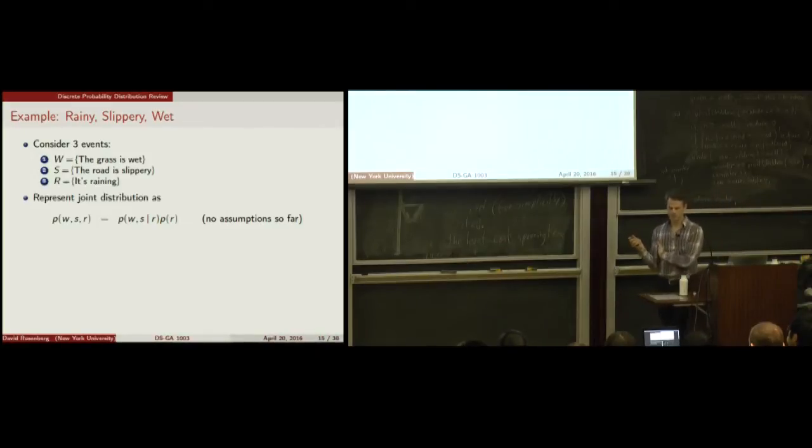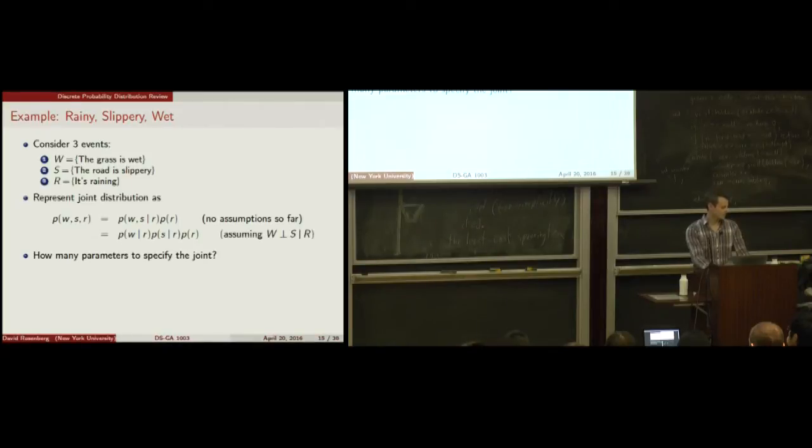This is an equality with no assumptions. All right, but now let's assume, as we agreed is reasonable, that W and S are conditionally independent given R. So then I can break this term up into two pieces, like this. Is this clear? Okay, great, thank you. All right, so I claim this is in between.